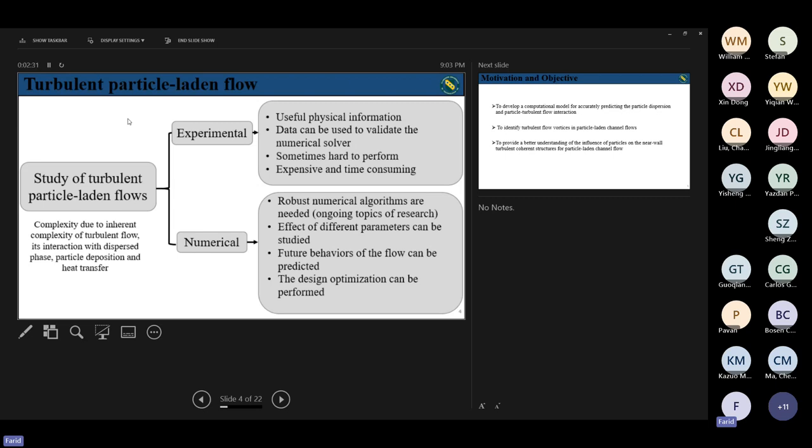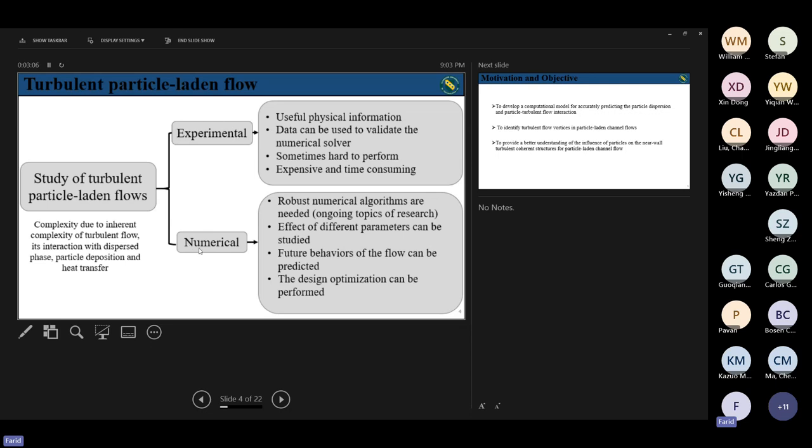Two main approaches, as I mentioned, experimental studies and numerical studies. Experimental studies can be very useful for getting physical information about the flow. And this data from experimental study can be used to validate the numerical solver. But sometimes it's very hard to perform this sort of study for many applications of this sort of flow, and many times it's so expensive and time consuming to do the experimental study.